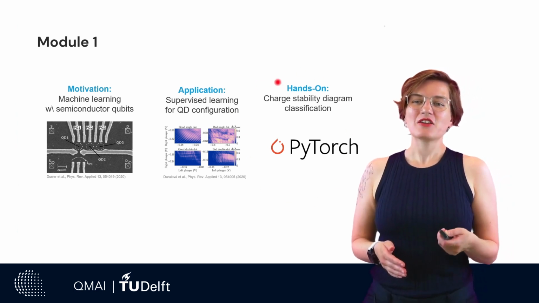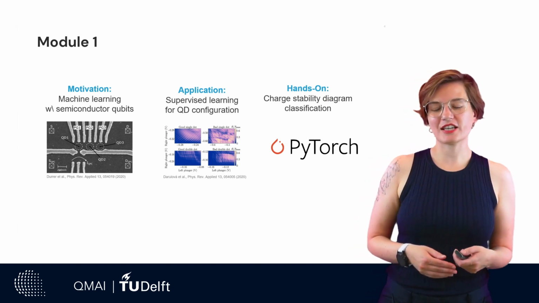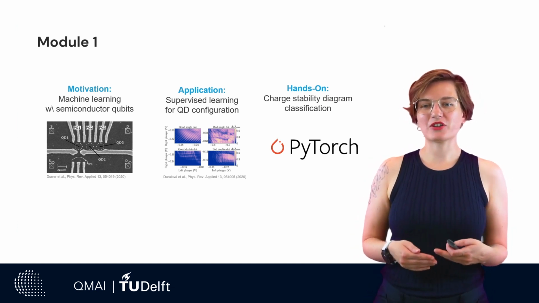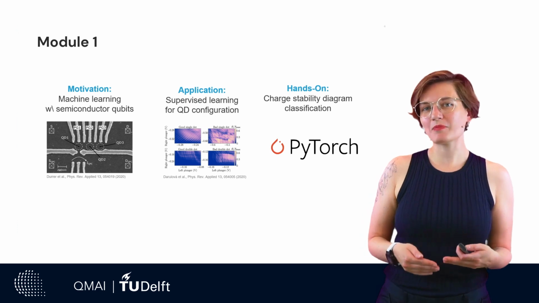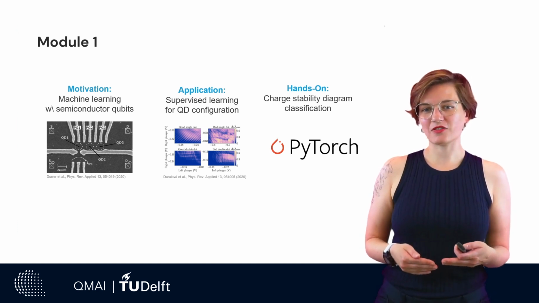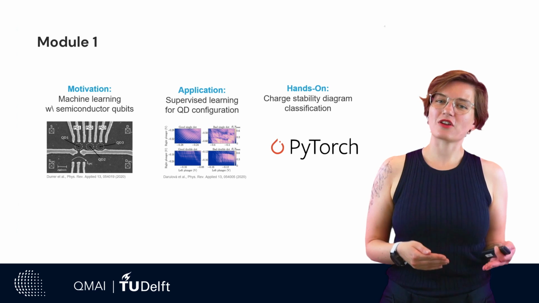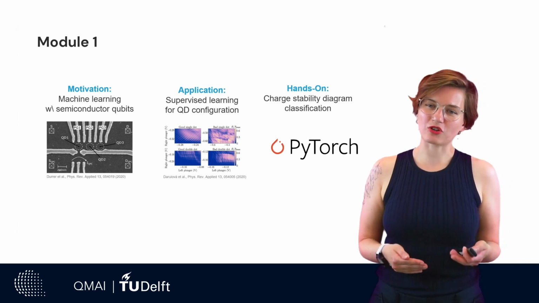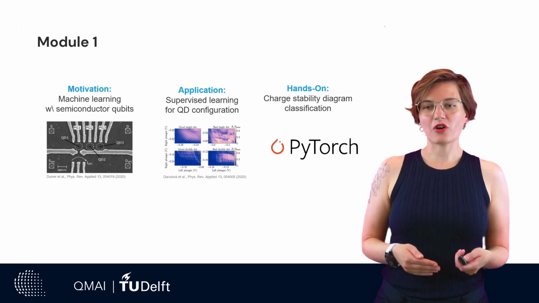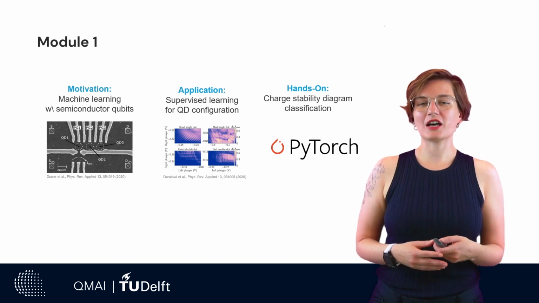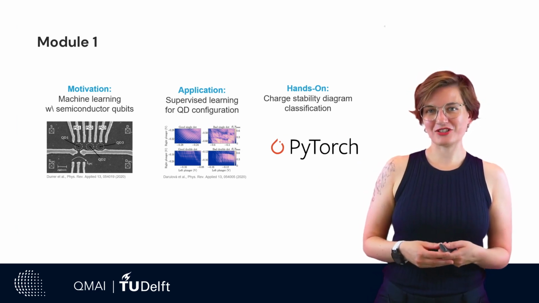And finally, we are going to have a hands-on coding session where you, by yourself in a Jupyter notebook, implement your own neural network. In this case, the neural network will be a classifier of quantum dot configurations. Throughout the course, we are going to be using the PyTorch machine learning package.